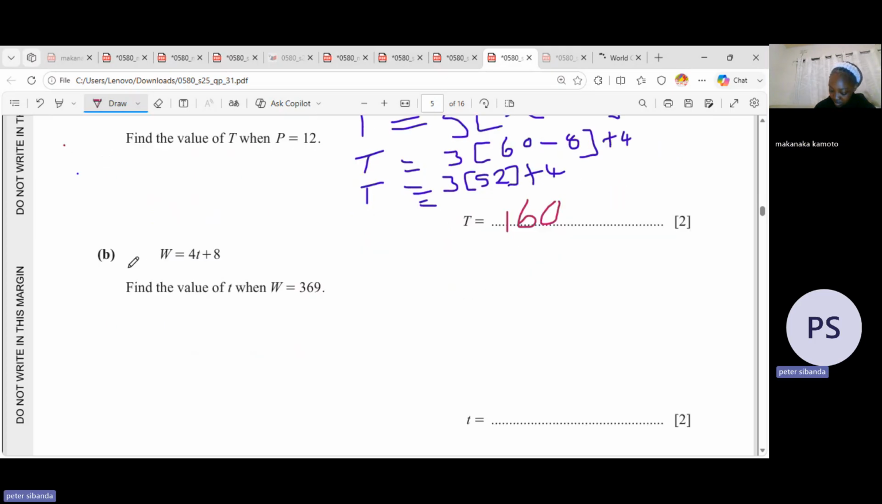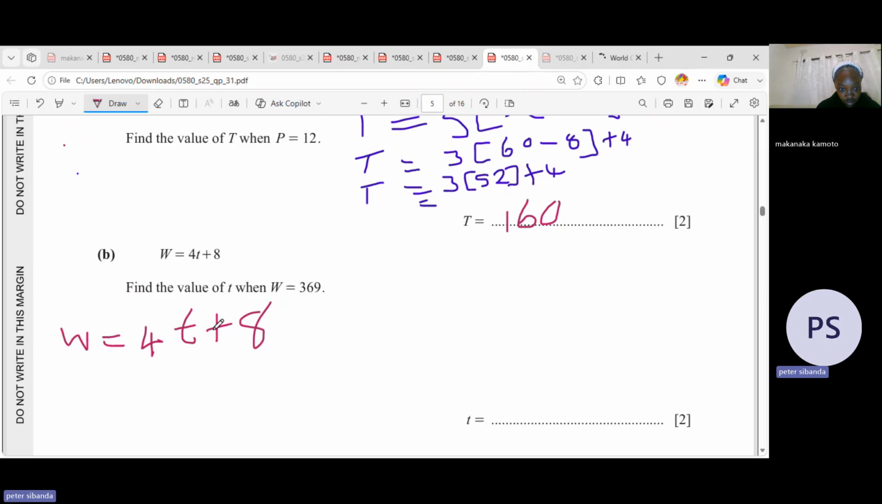All right, to move to part B, similar thing. We have w is equal to 4t plus 8. They want you to find the value of t. It is the value of t, not the value of w, and they've given you the value of w. So this is where probably substitute formula can be applied. Like I would write w equal to 4t, then plus 8. They want to find t, so I could probably make t substitute formula first.